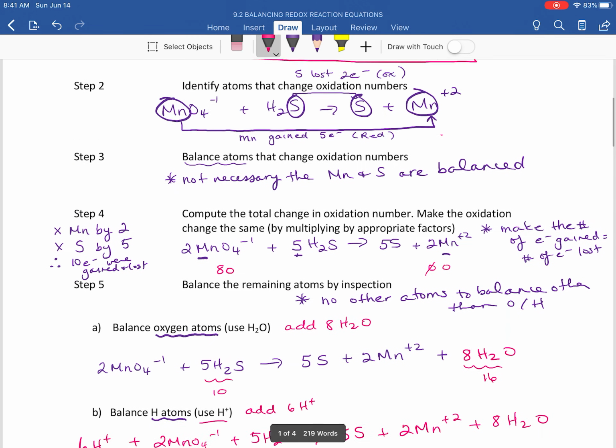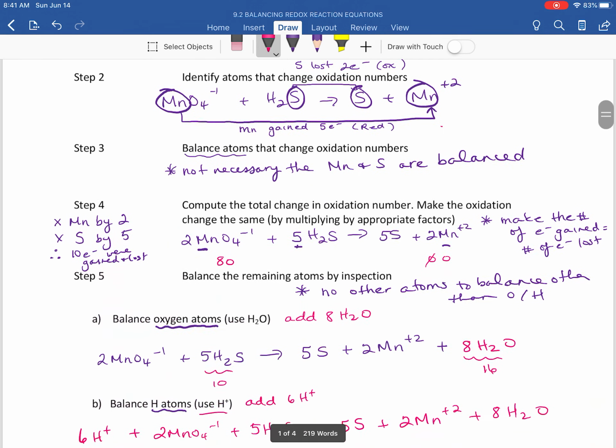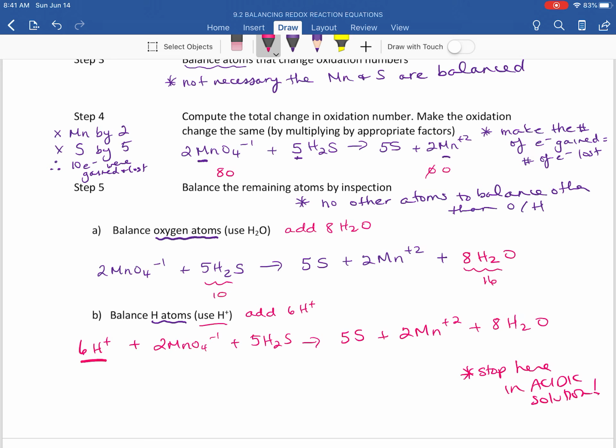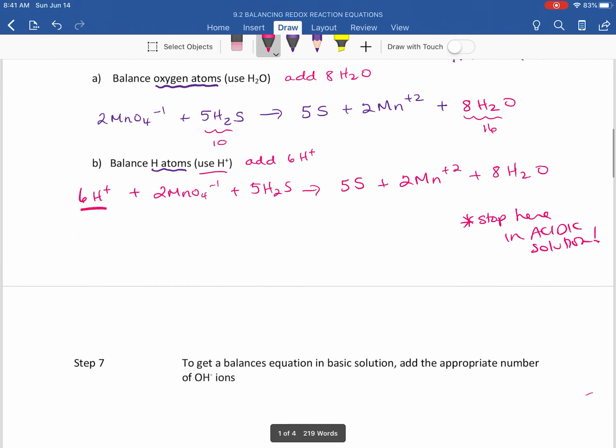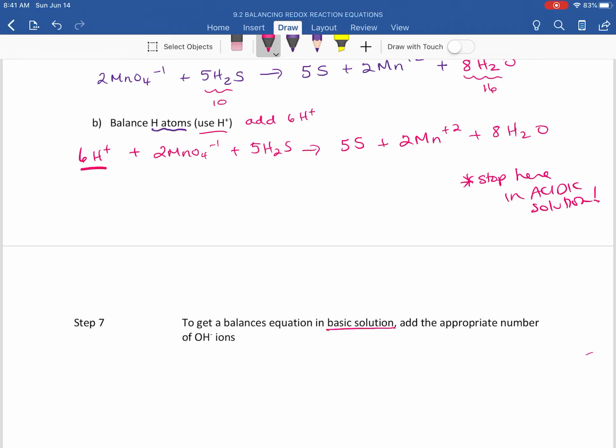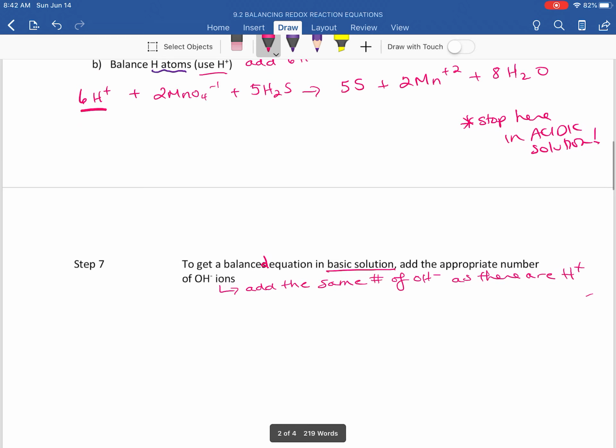But remember, hold on, don't get dizzy. I said this was a basic solution. Now, does this look like a basic solution to you? No, it doesn't. That's why this would be an acidic solution, because you've got leftover H pluses. The minute we have to remind ourselves that we're dealing with a basic solution, we've got to add the appropriate number of hydroxide ions. Pretty much what that means is add the same number of OH as there are H plus. Because ultimately, in a basic solution, there can't be any H pluses left over, because that's acidic. So you'll see what happens in just a minute.